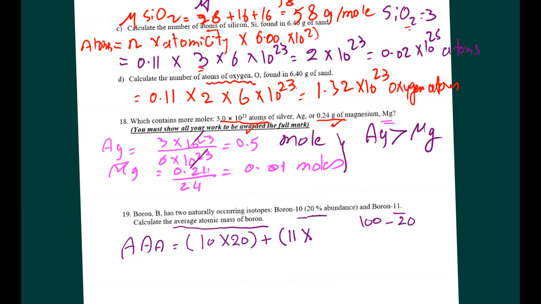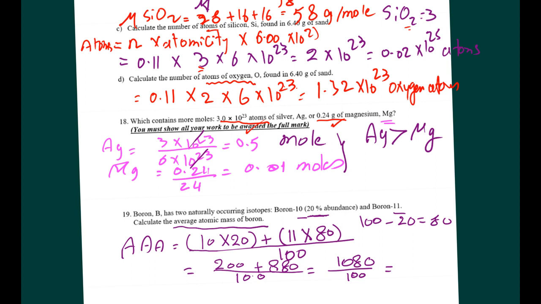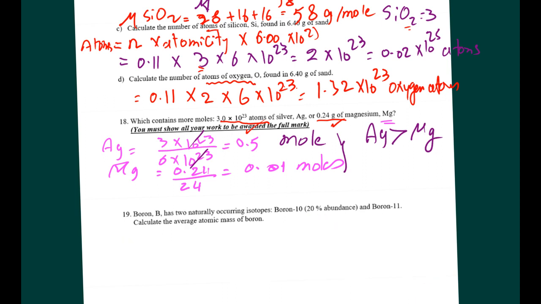I have one of them 20, so the rest is 80. So 11 into 80 divided by 100. So you'll get the answer 10.8 atomic mass unit. You will be able then to check your answer by looking at the periodic table, the atomic mass of boron. You will find it's very close to the answer we got here. Thank you.